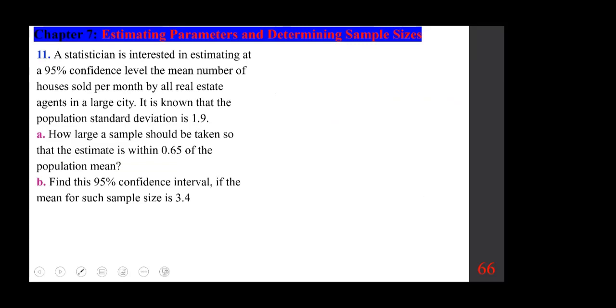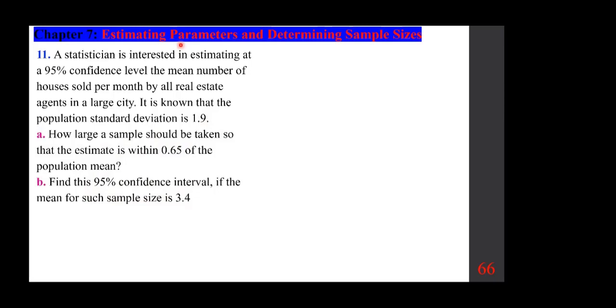A statistician is interested in estimating at a 95% confidence level the mean number of houses sold per month by all real estate agents in a large city. It is known that the population standard deviation is 1.9. How large a sample should be taken so that the estimate is within 0.65? Find 95% confidence interval given the following if the mean of such sample size is 3.4.